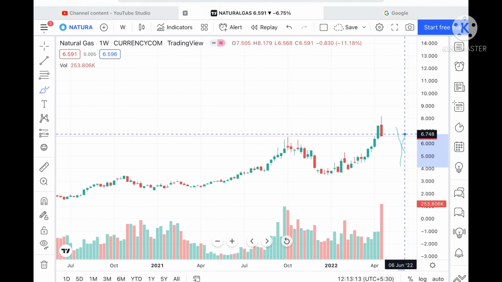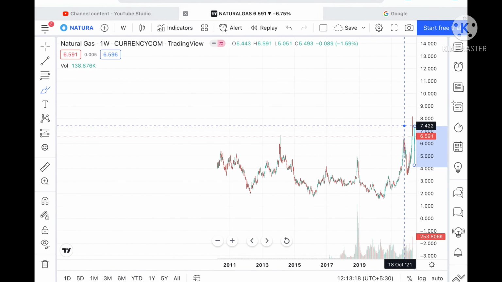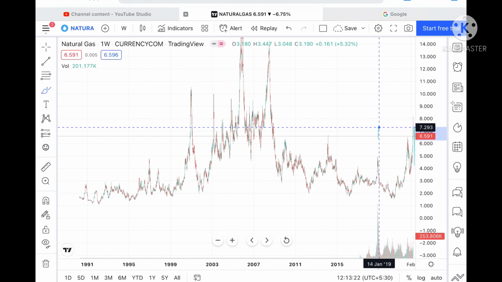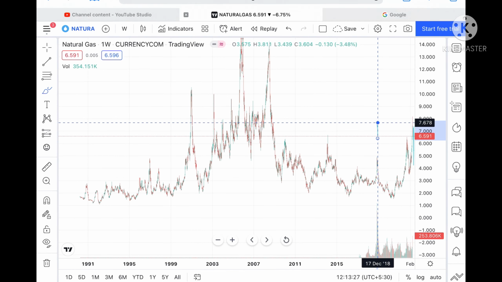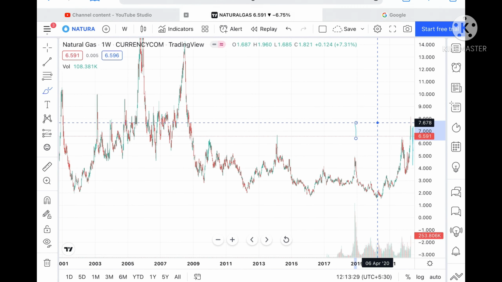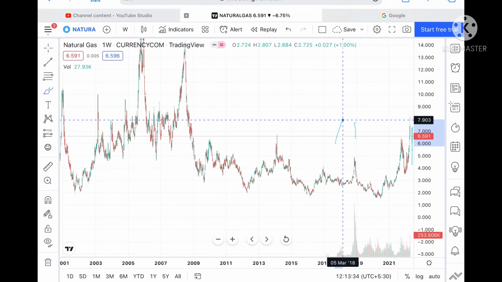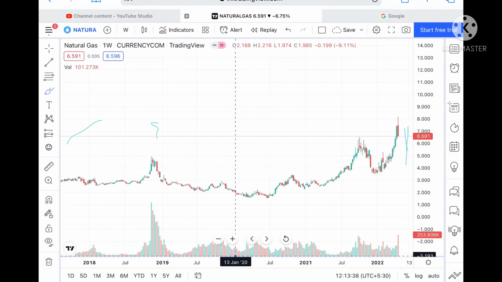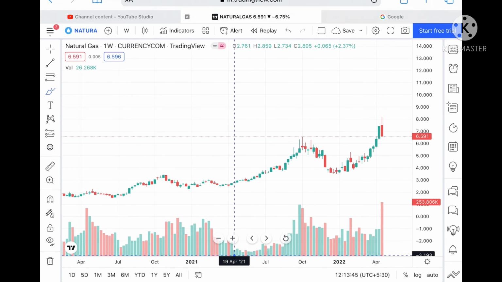If that level sustains, then we can see it move further upside towards a level of 7. If that sustains, it can touch a level of 7.293, and from there move further upside towards 7.678. If the price sustains that level also, it can move towards 7.903, and from there further upside. But suppose the price doesn't sustain this level, because the market is uncertain, you never know if it can break this level.